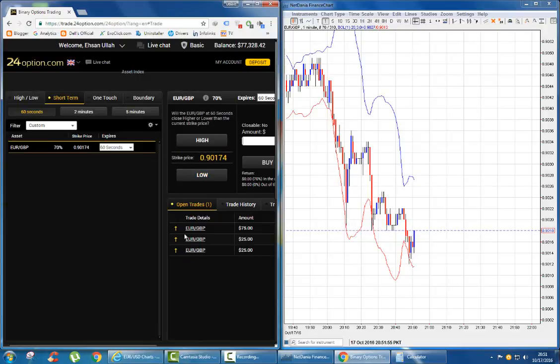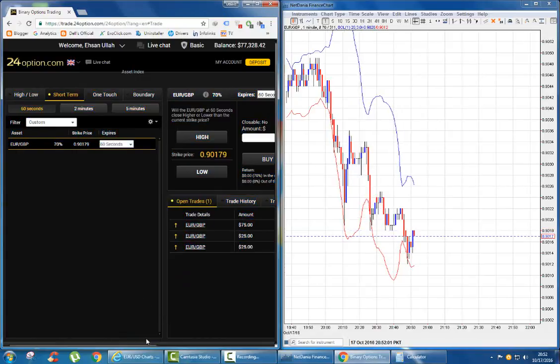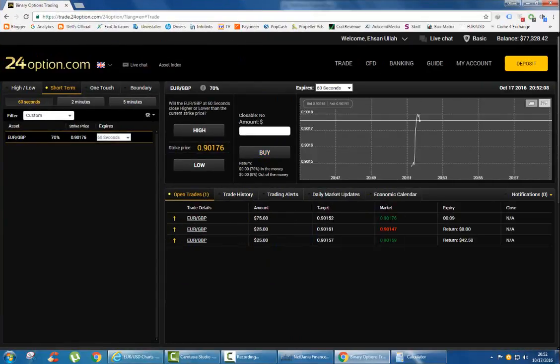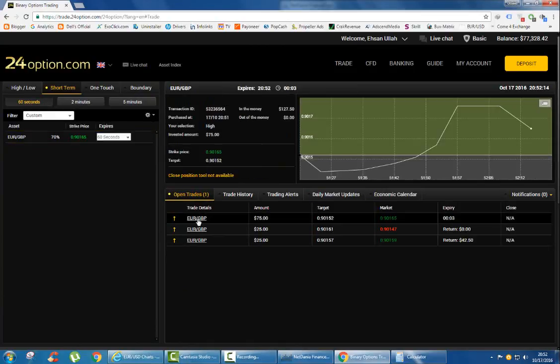This is how you normally should trade, by keeping the windows side by side. As you can see, there are like 9 seconds to go, and this trade is a winning trade.